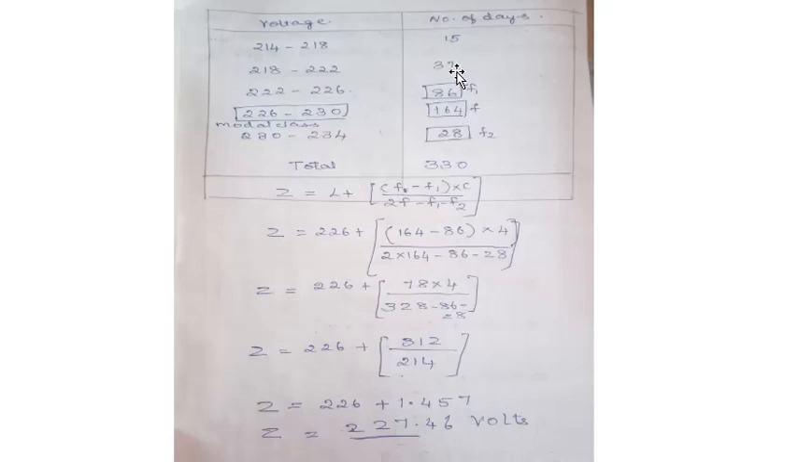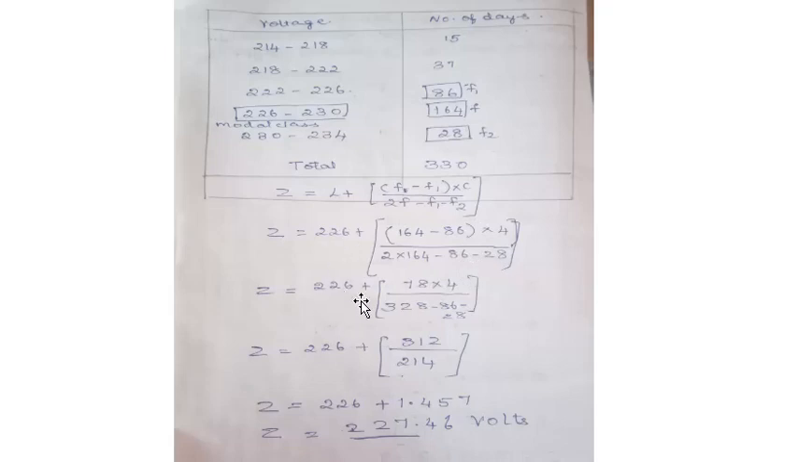Then find out the highest number, the highest number is 164, that is F, to that the class 226 to 230 is the modal class, the previous number is F1 and the next number is F2. Okay, 86 and 28. Now you have to write down the formula, L plus (F minus F1) into C, divided by (2F minus F1 minus F2). What is L? L is the lower limit, lower is 226. 226 plus F is 164 minus F1 is 86, divided by 2F, 2 into 164 minus 86 minus 28.